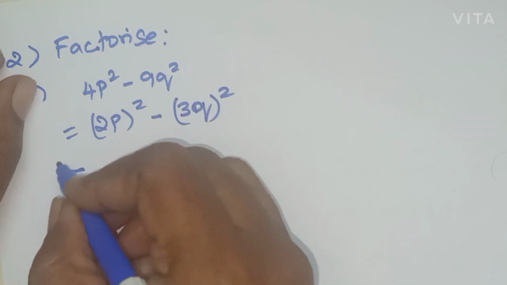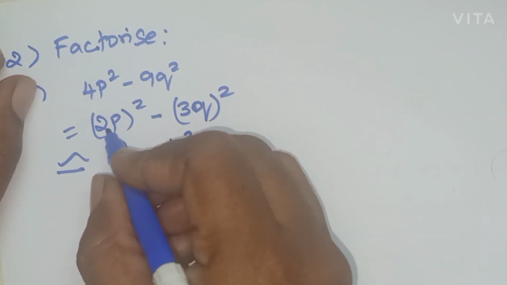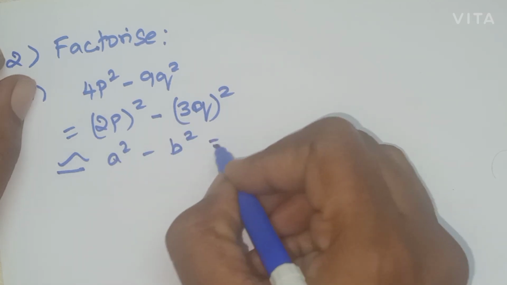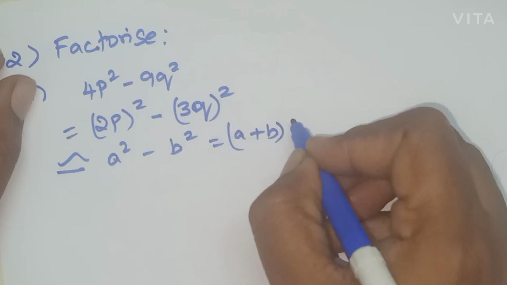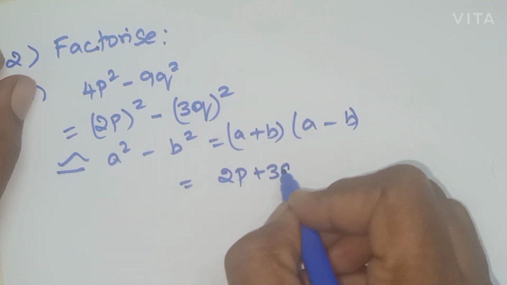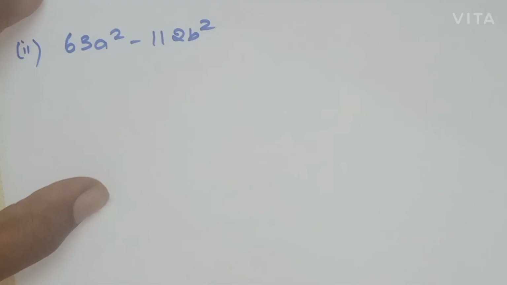Now this is of the form a square minus b square. So in the place of a I have 2p and in the place of b I have 3q. So a square minus b square is equal to a plus b into a minus b. So the answer will be 2p plus 3q into 2p minus 3q.